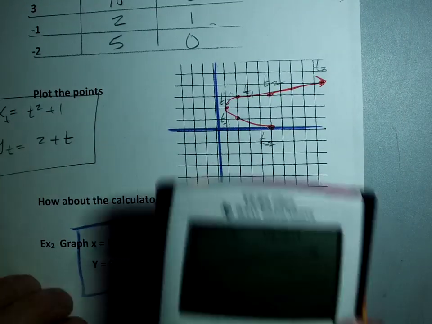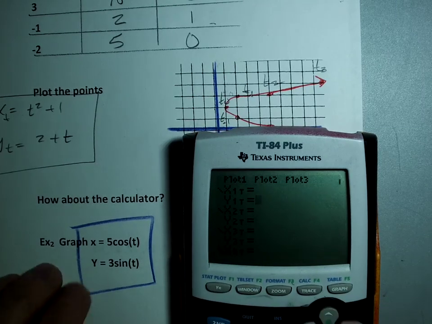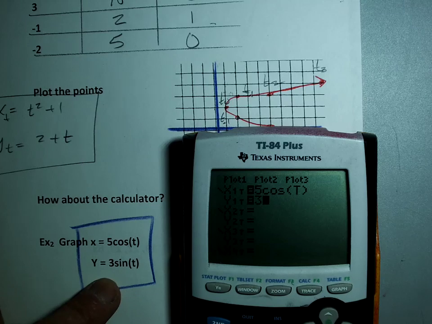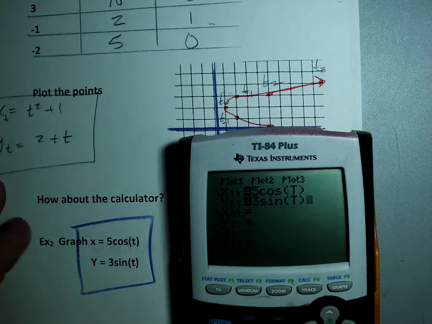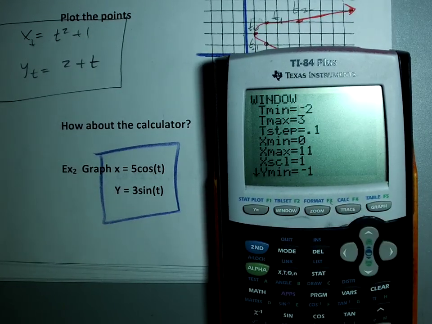Now, before we do a whole lot, okay, y equals, right? Clear that, clear that. So we'll go 5 cosine t, and we'll go 3 sine t. Okay, now we're going to go to our window, and we're going to be smart. I've got sine and cosine, which means we're going to be doing degrees or radians. It does not matter, but what matters is the window.